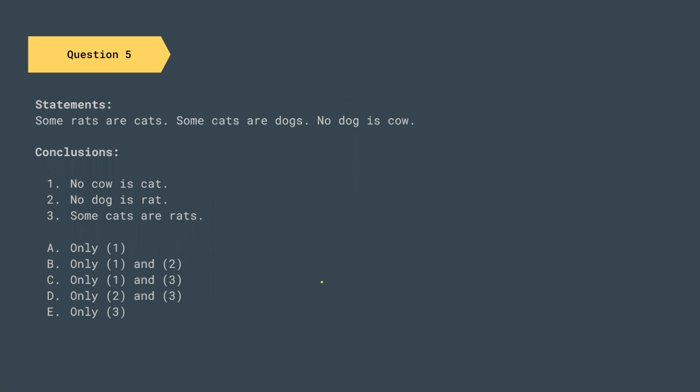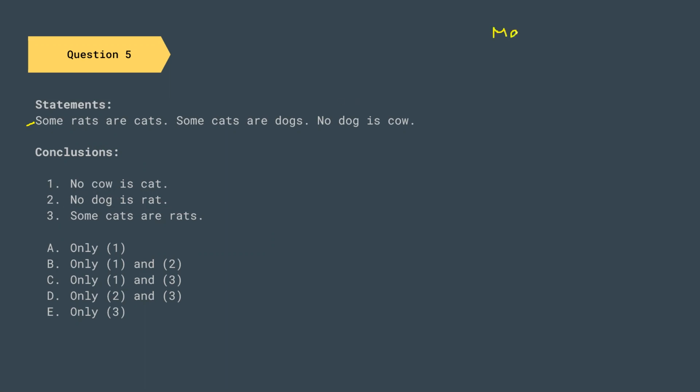So now let us go to the next question, the fifth question rather. This is a question of syllogisms. There are a few statements given, and on the basis of these statements alone, no other statements should be considered, you have to check which of the conclusions follow. To do this, we are going to use Venn diagrams. And when you're using Venn diagrams, remember to mark only the part that is mentioned in the question.